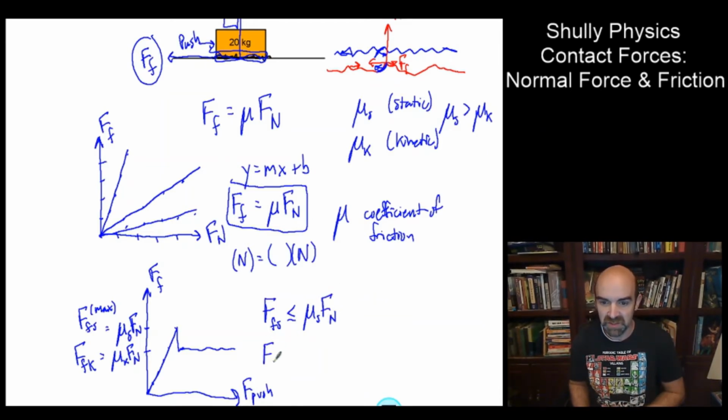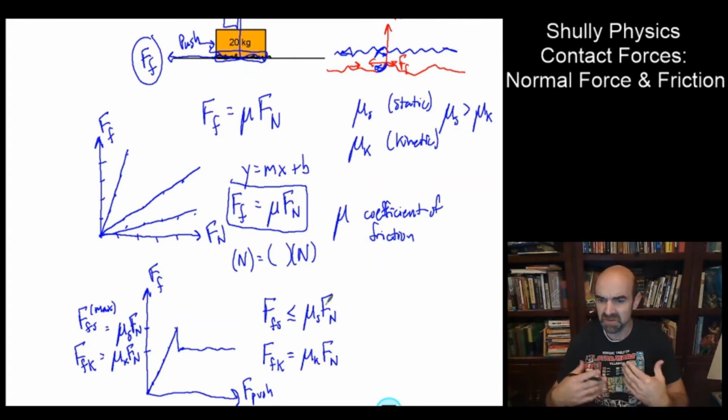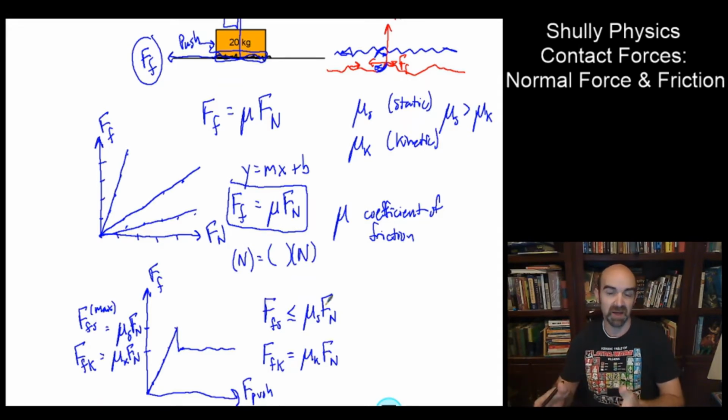And once you get that sucker moving, the kinetic friction is constant. It's equal to mu k times normal force. So you're going to see friction appear in both these forms. Some questions might ask something about how much force does it take to start the motion of this block or this object.